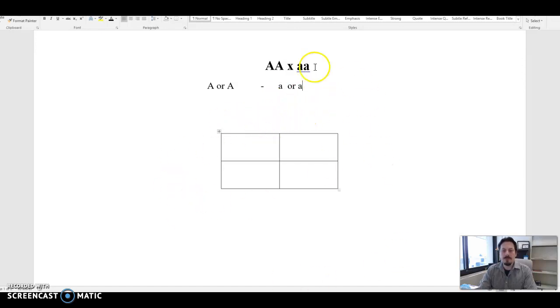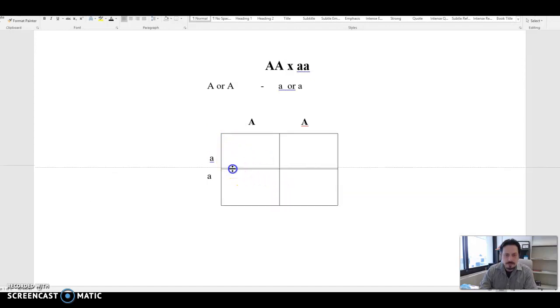Typically when we make a Punnett Square, the female gametes go up top and the male gametes go on the side. So I'm just going to put big A here, and big A here, and over on this side is going to be small a, small a.